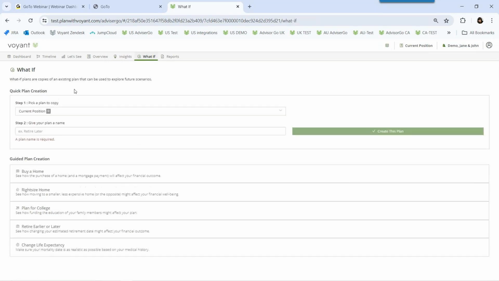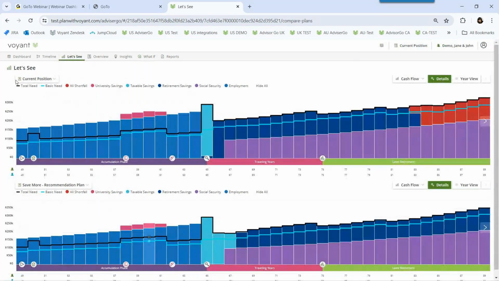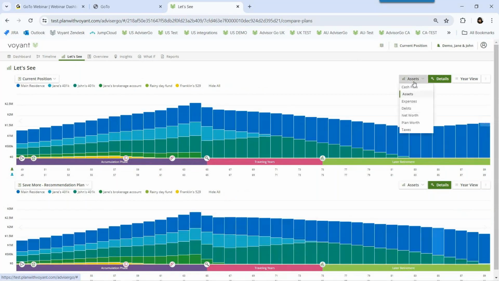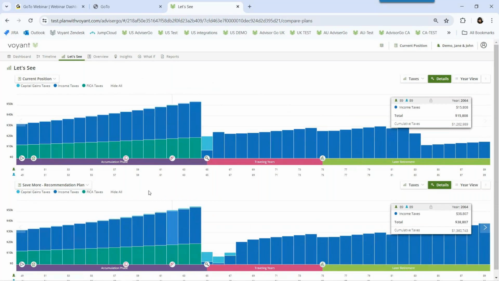What If is where you will have already created the recommendation plan, and you'll be able to see that here in the top right. When you're ready to present your recommendations, go back to Let's See, compare plans chart view, and you're going to have conversations based on their current position versus what your recommendations are for them. You can look at cash flow versus assets, also taxes, and compare and contrast the different advantages and disadvantages of different strategies.